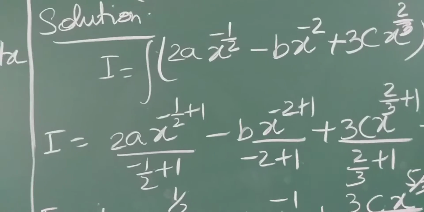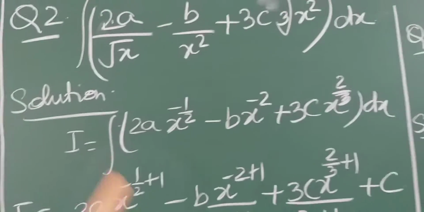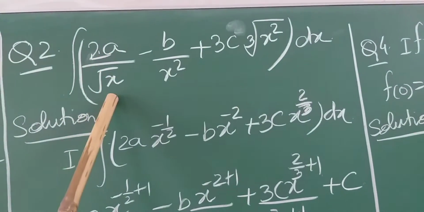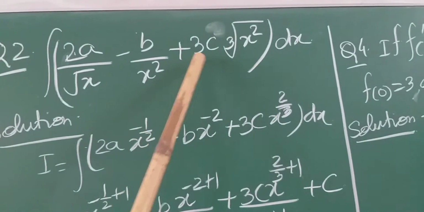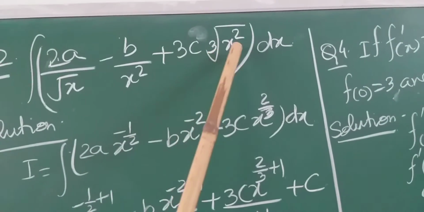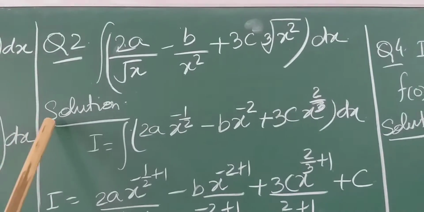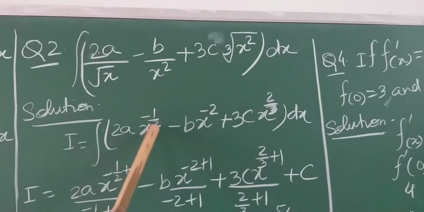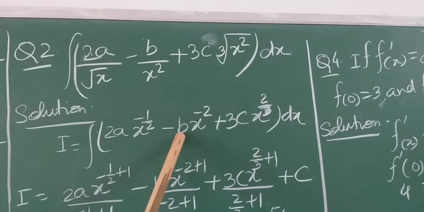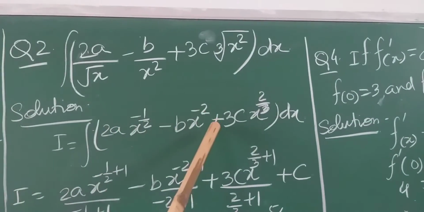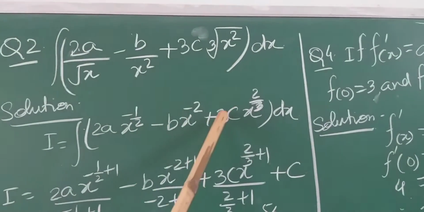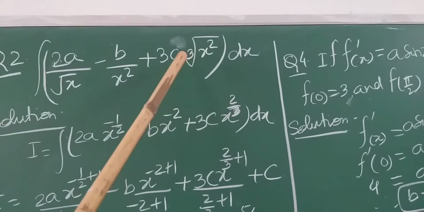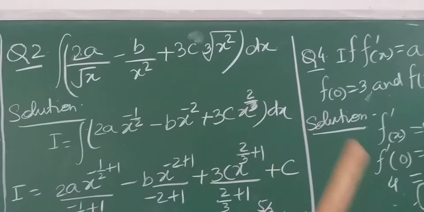Now students, second question. Question number 2: integration of 2a upon root x minus b upon x square plus 3c cube root of x square dx. Solution: I equals 2a, this can be written as x to the power minus 1 by 2, minus b, x square can be written as x to the power minus 2, plus 3c, and it can be written as x to the power 2 upon 3 dx.